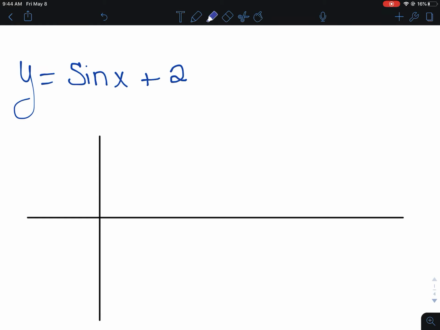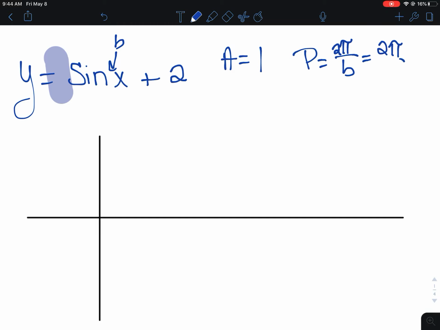So this is y equals sine x plus 2. So we're still going to find the same things that we found before. We want to know the amplitude, which would be the number in front of sine. If nothing's there, it's just a 1. The period is 2 pi over b because it's sine. And the b value here is, again, just 1 because there's nothing written. So 2 pi over 1 is 2 pi.